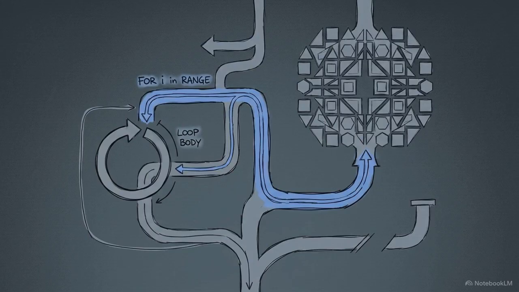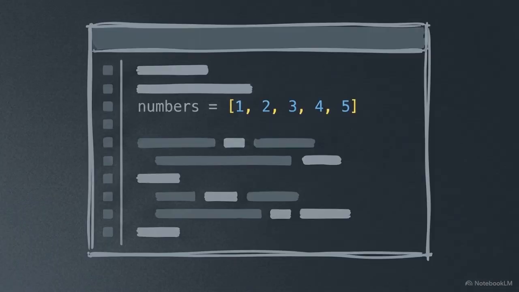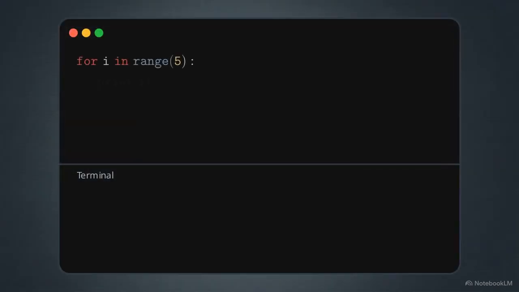Python gives us 2 primary ways to handle repetition, starting with the for loop. You use this specific structure when you already know exactly how many times you want the code to repeat. This snippet defines repetition using the range function. Passing 5 generates 5 numbers, printing 0 through 4.